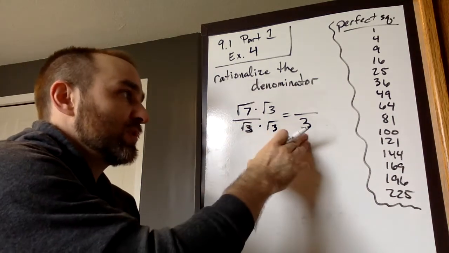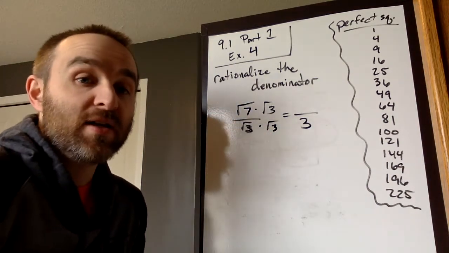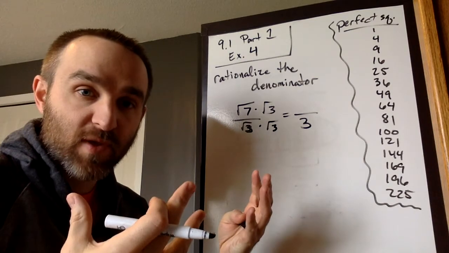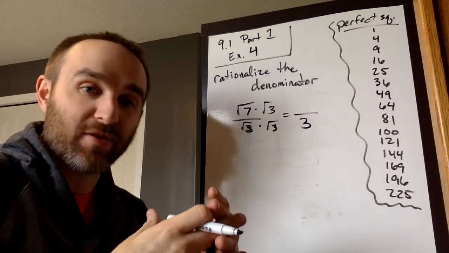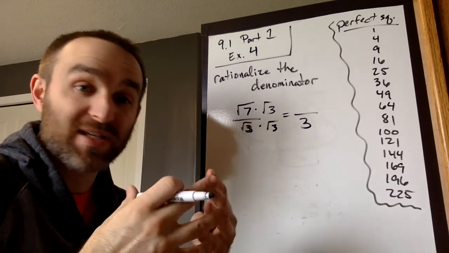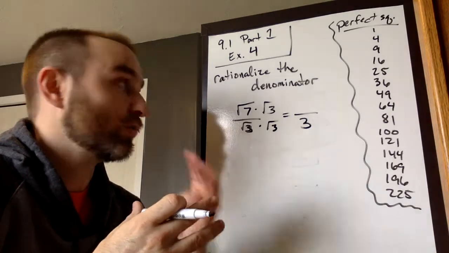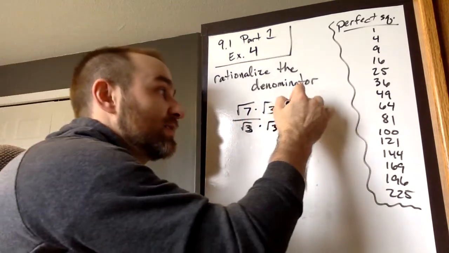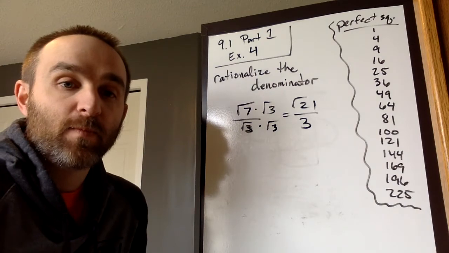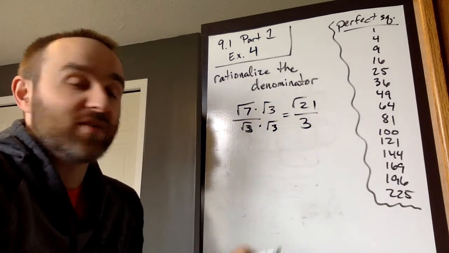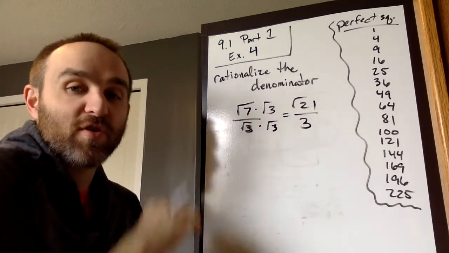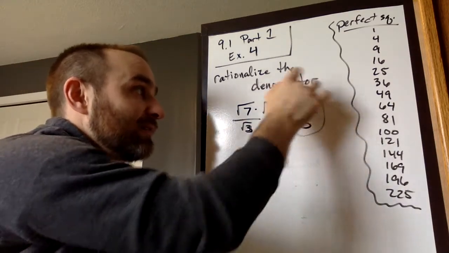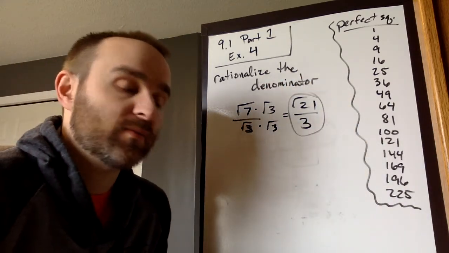So root 3 times root 3 is 3. Root 7 times root 3, just like we split up numbers in the first part, we can put them back together now by multiplying and just keep it under the square root. So root 7 times root 3 is the square root of 21. Now there's nothing I can do with that. There's no simplest radical form for the square root of 21. So that right there is going to be my answer.